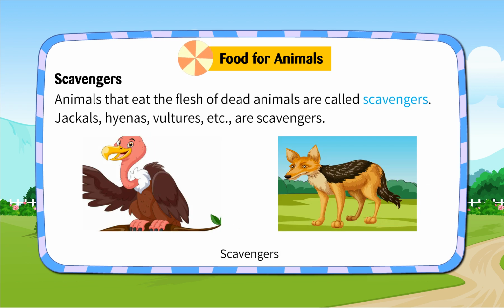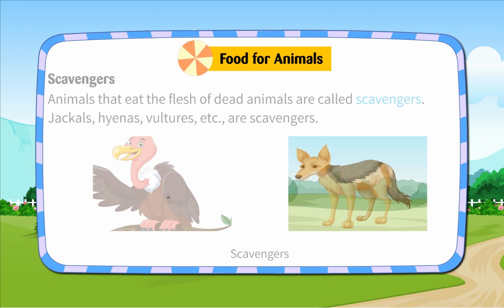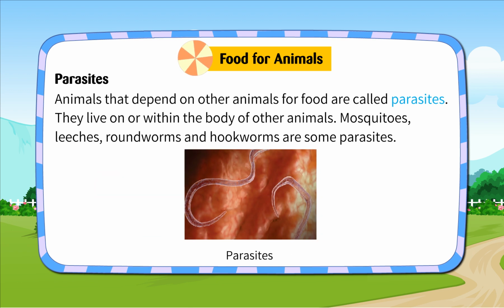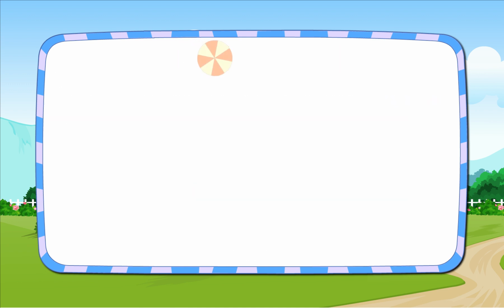Scavengers. Animals that eat the flesh of dead animals are called scavengers. Jackals, hyenas, vultures, etc. are scavengers. Parasites. Animals that depend on other animals for food are called parasites. They live on or within the body of other animals. Mosquitoes, leeches, roundworms, and hookworms are some parasites.